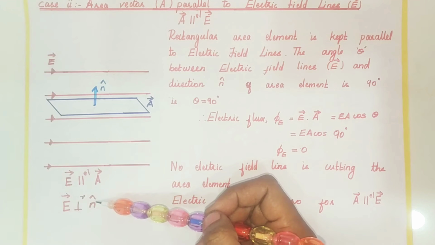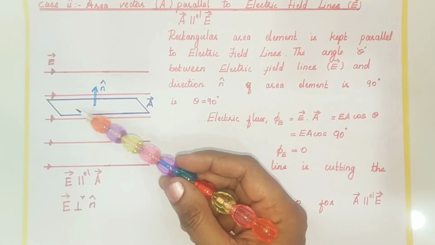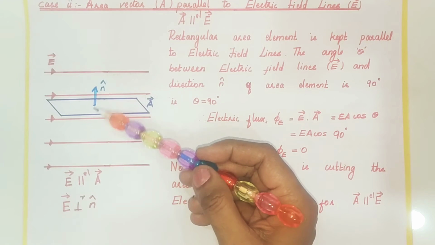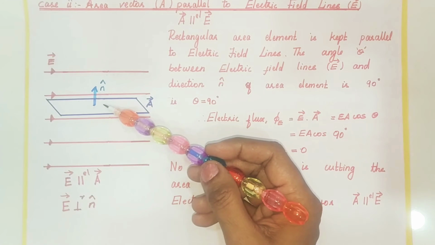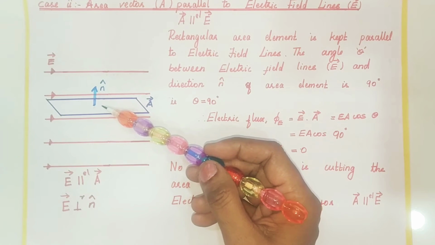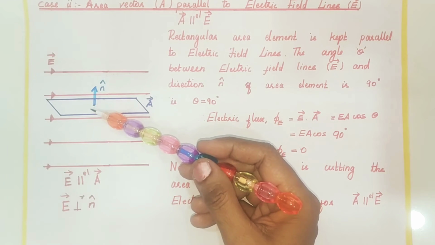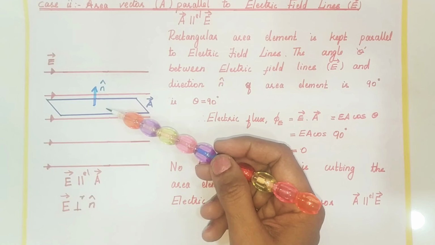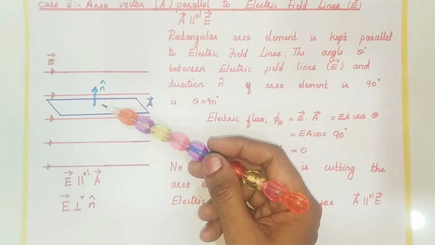The unit vector and the electric field will be perpendicular to each other, because for the area element the unit vector will be pointing upward in this direction, making an angle of 90 degrees to the area element. But the electric field lines are in this direction. Now what is the angle between E vector and n unit? We can say it is 90 degrees.